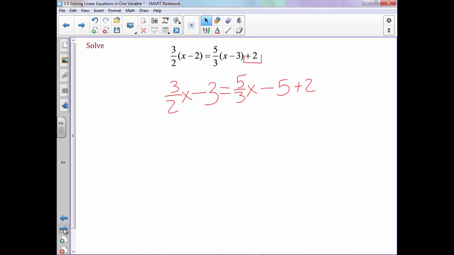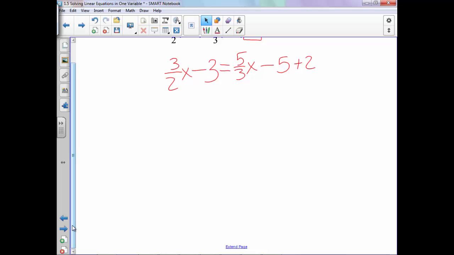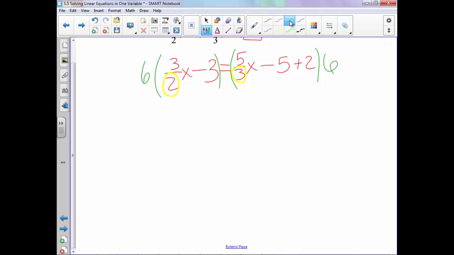Alright, now, nobody likes dealing with fractions. So the easiest way to not have to deal with them anymore is if we had to find a common denominator, what would it be? Well, notice we've got a denominator of 3 and a denominator of 2. So our common denominator is going to be 6. So multiply both sides of the equation by that number, which in our case was 6.